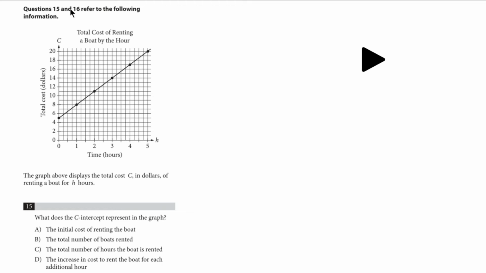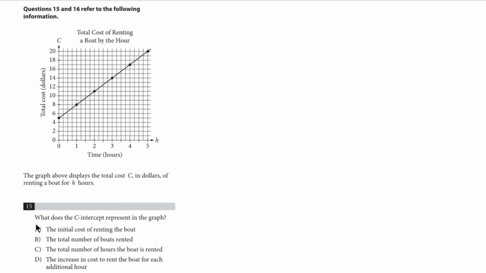Questions 15 and 16 refer to this graph right here. As we can see, the graph represents the total cost of renting a boat by the hour. On the horizontal axis we have time in hours, and on the vertical axis we have total cost in dollars. From this graph we can learn how much money we will have to pay for a certain amount of time we rent a boat.